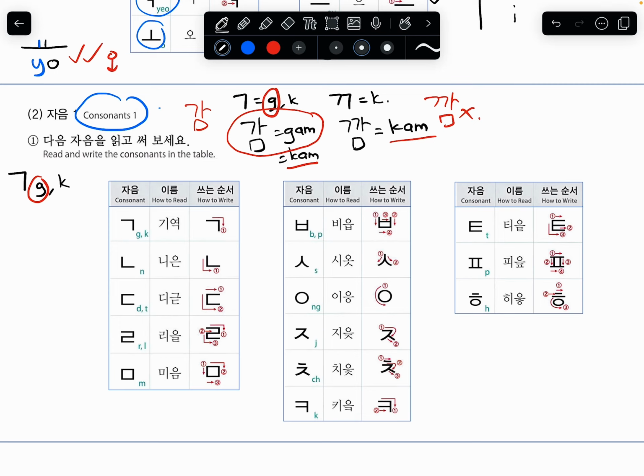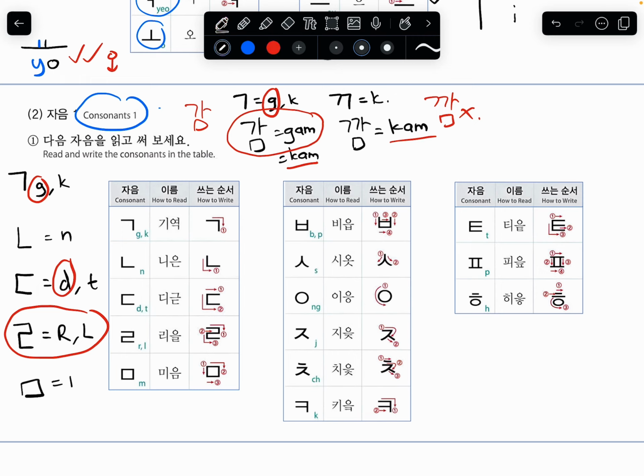And then the second consonant is like this. This one is N. And then we have something like this. This is D or T, but I recommend only memorize the D one. And then we have like this. This one is R or L, but this one, no choice, you need to memorize both. I will explain later why we need to memorize both. And then we have a square shape. This one is M. And then we have something like this. This one is B or P, but I recommend you to memorize only B. And then we have something like this. This one is S.